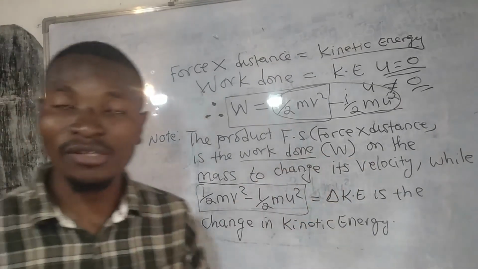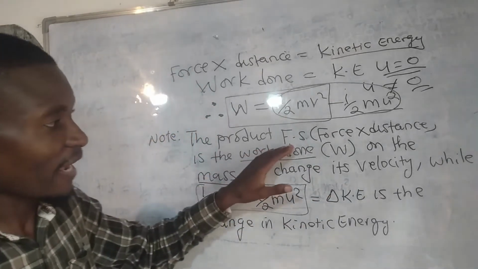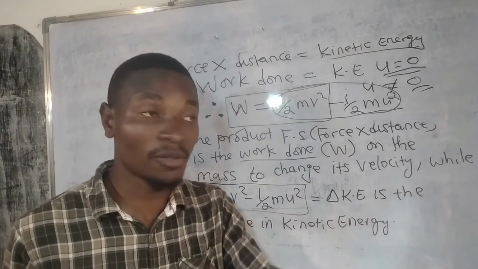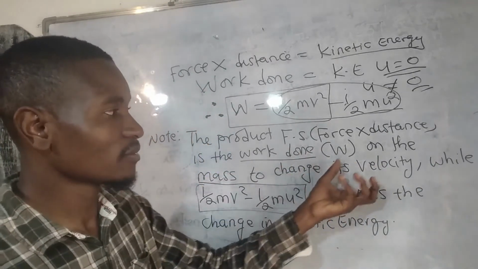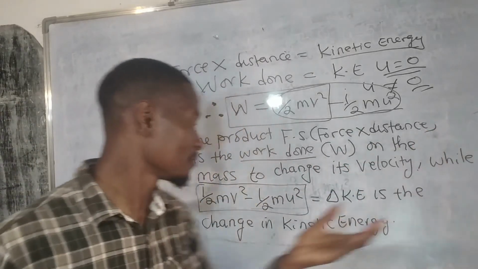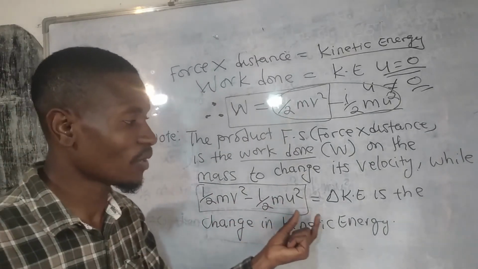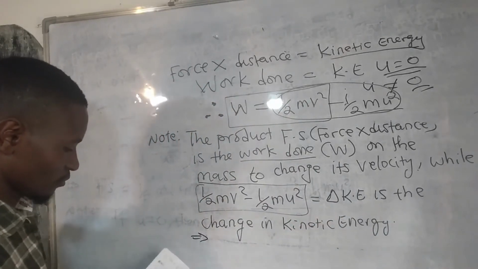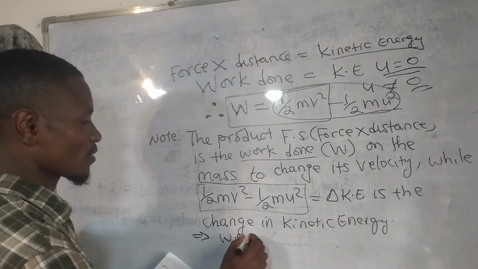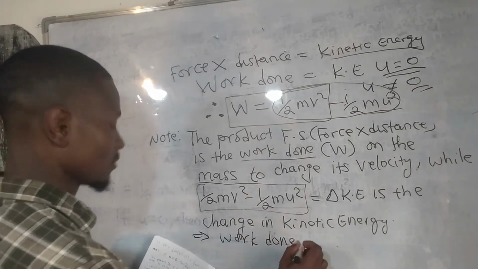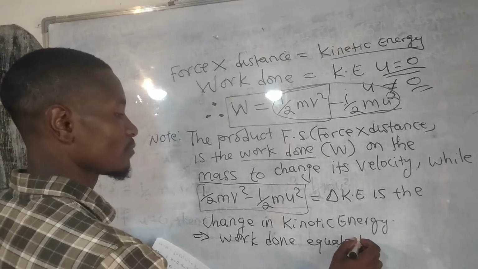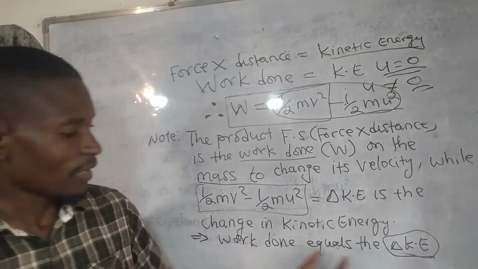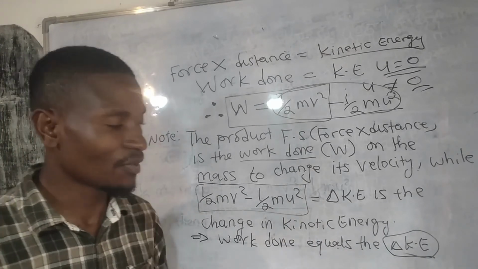Now the other point that I want to make is that the product Fs, just know that F stands for the force which is measured in Newton, and S stands for the distance over which the object has moved, and then now is the work done on the mass to change its velocity, while the half mv squared minus half mu squared equals the change in the kinetic energy. So work done equals the change. So now the work done on an object with a certain mass equals the change in kinetic energy.